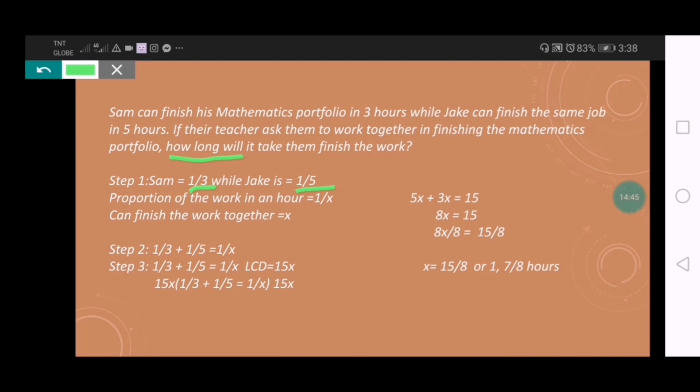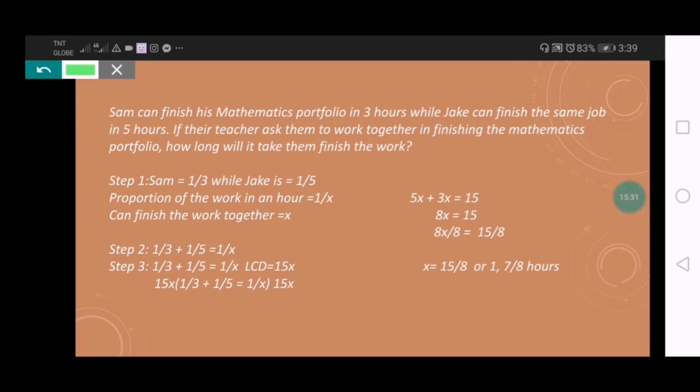So the question is, if these two, Sam and Jake, work together, how long will it take them to finish the work? Sam and Jake can finish the work together in x hours. Okay, right? So we have here the proportion of the work, 1 over x. That will be the proportion of the work, so our hours will be x if they finish the work together. So let's proceed.